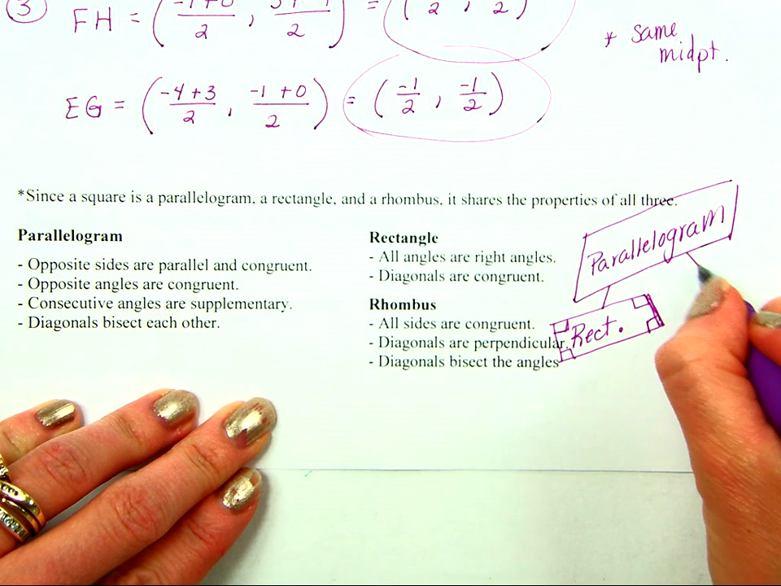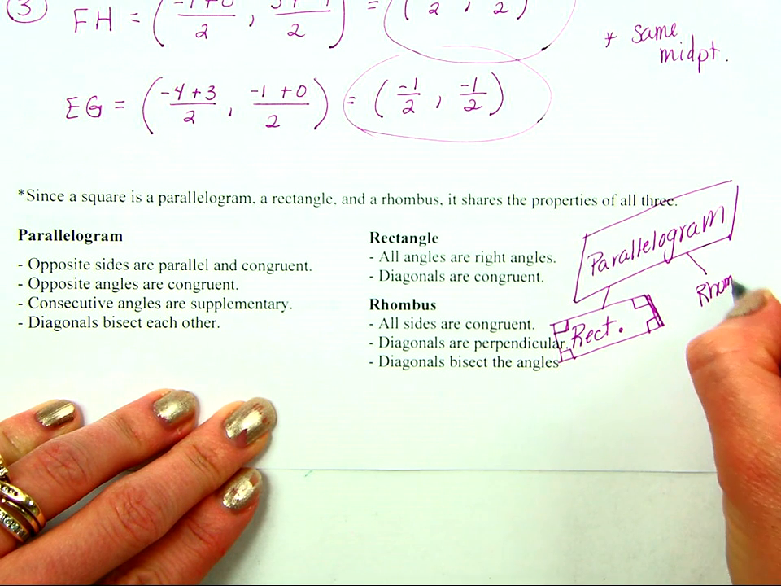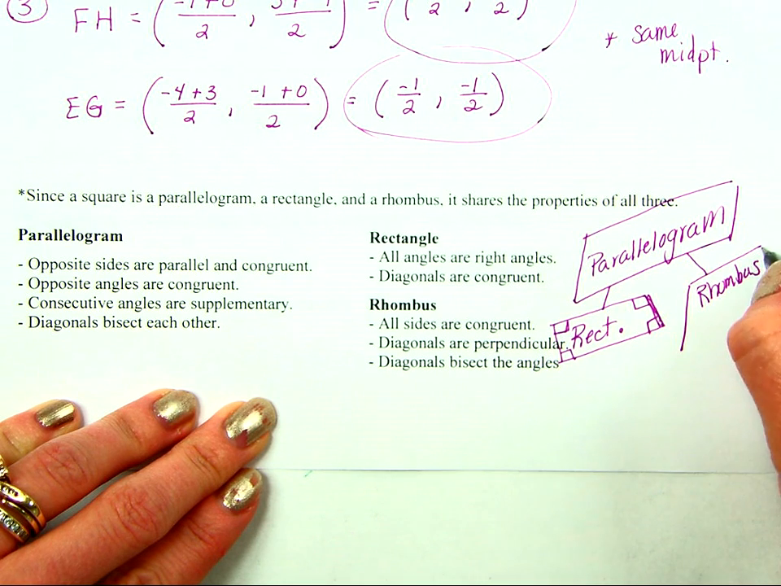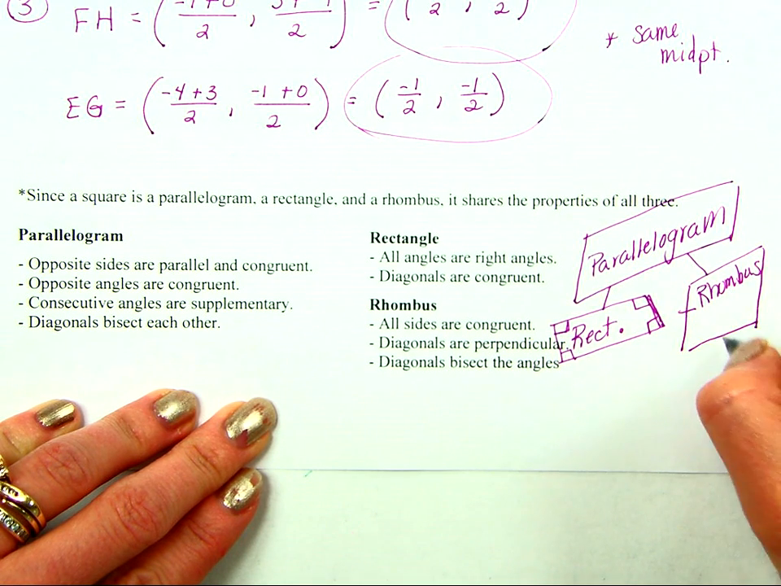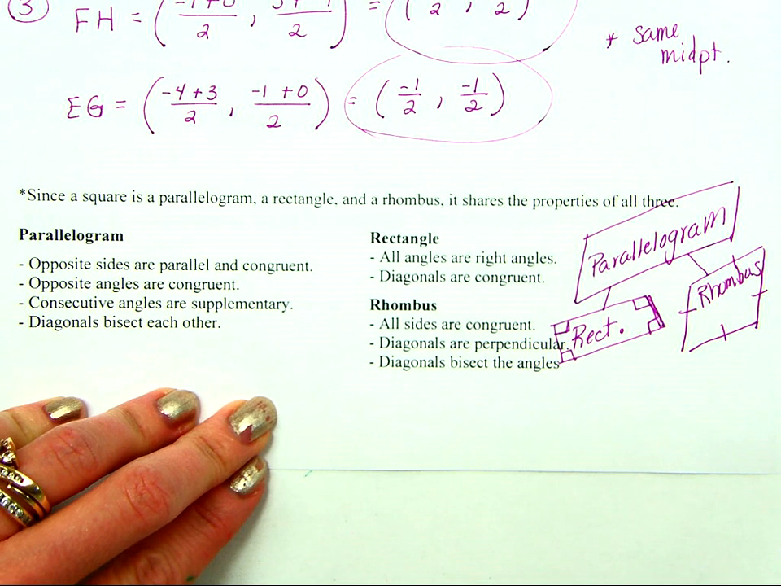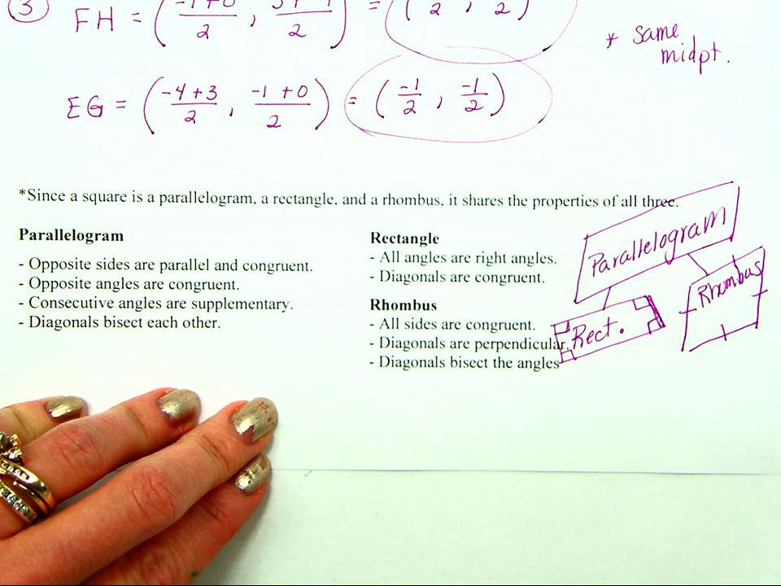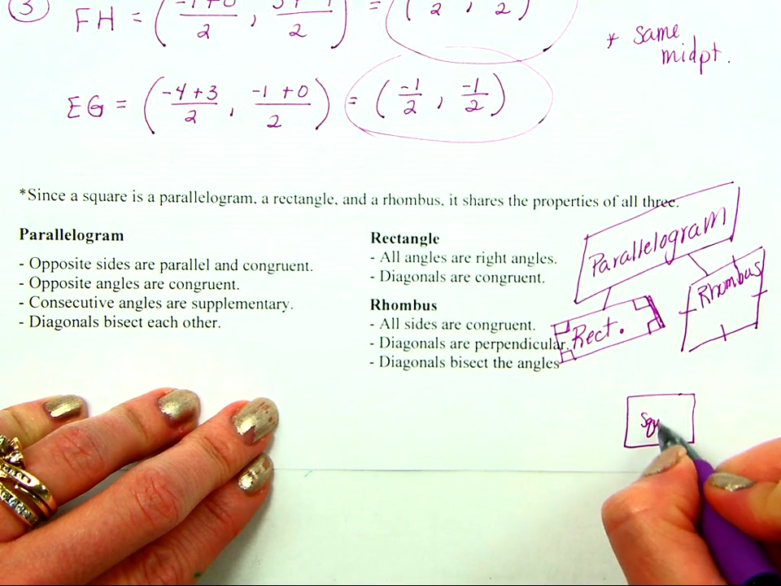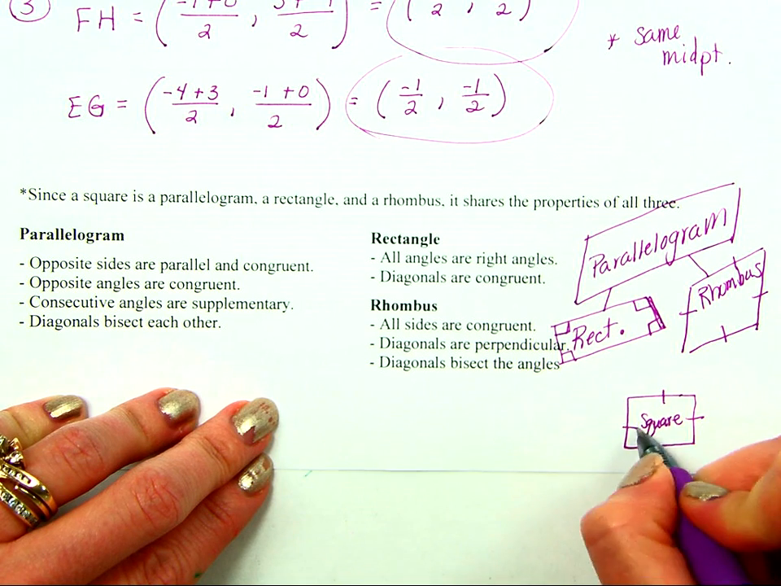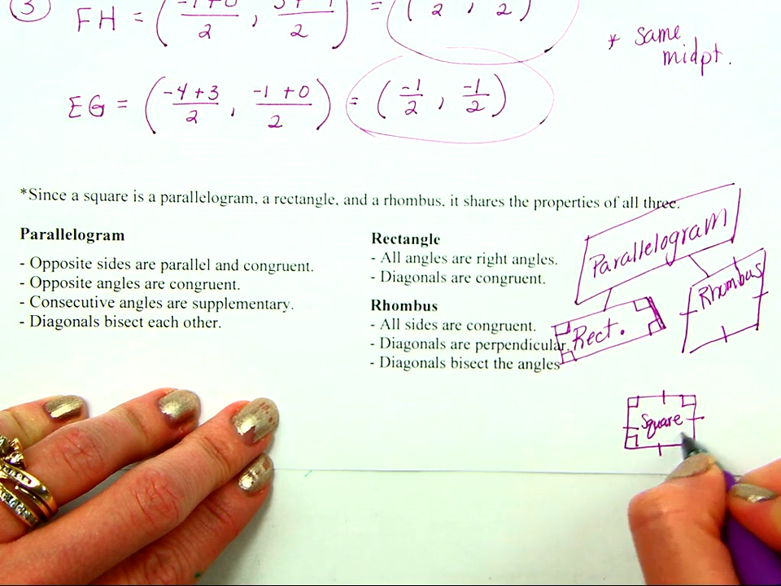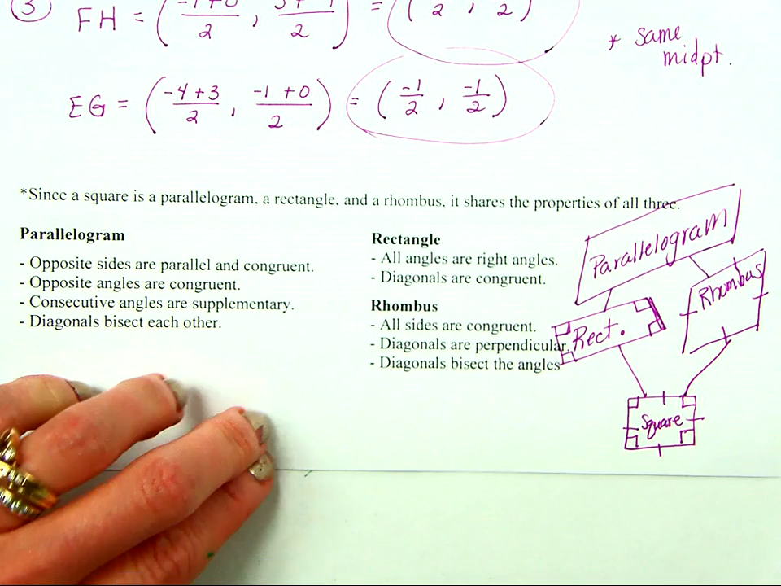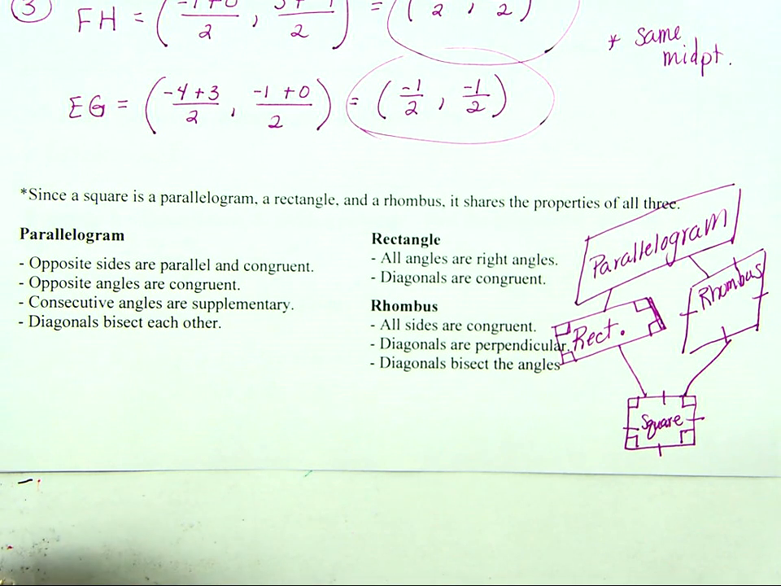Our rhombus was another special parallelogram, and to be a rhombus, we need 4 congruent sides. A square, we need both 4 right angles and congruent sides. So how does that fit in? Well, if we put our square down here, congruent sides, right angles, it is a rectangle and it is a rhombus. And so that's kind of how our family tree for those would fit together.